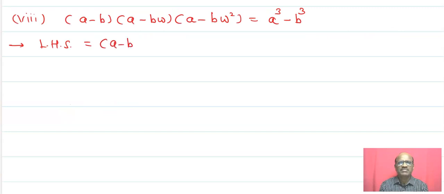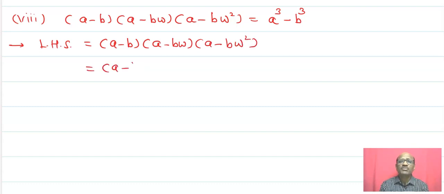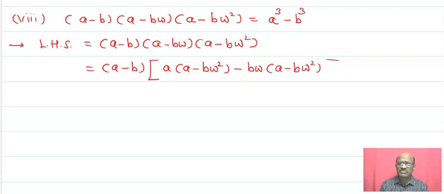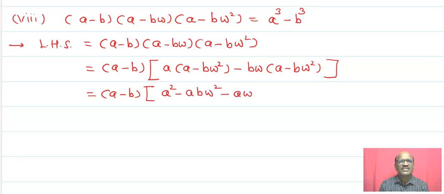Now the next example number 8: in bracket A minus B omega, A minus B omega square is equal to A cube minus B cube. It's very interesting. What are the factors for A cube minus B cube? In the first bracket A minus B, in the second bracket A square plus AB plus B square. But we already have A minus B, therefore keep it as it is, and simplify only the two brackets, that is A in bracket A minus B omega square, minus B omega in bracket A minus B omega square.